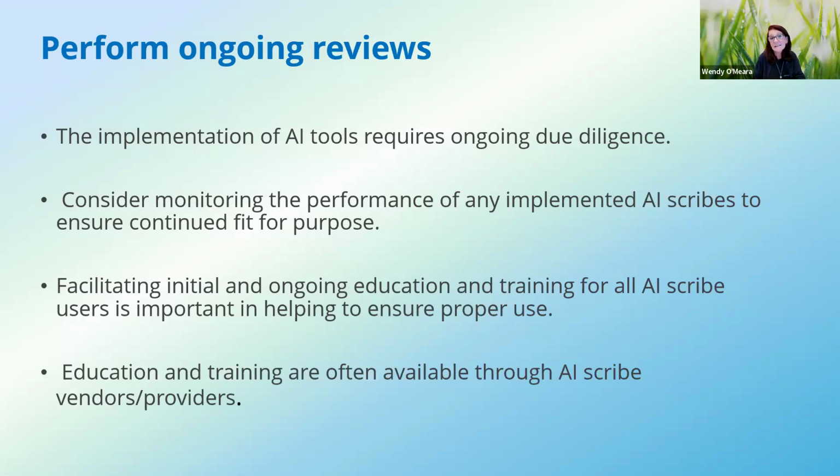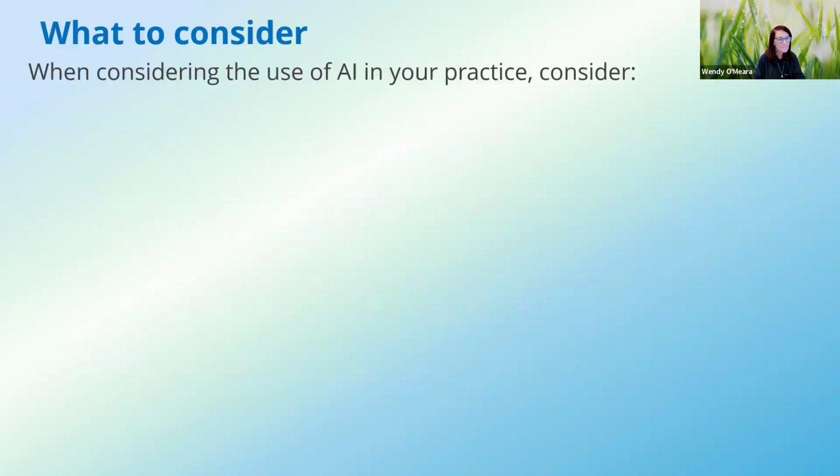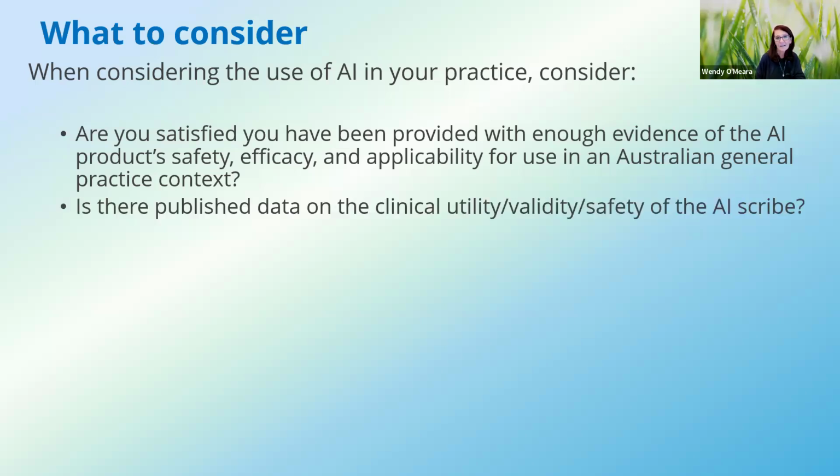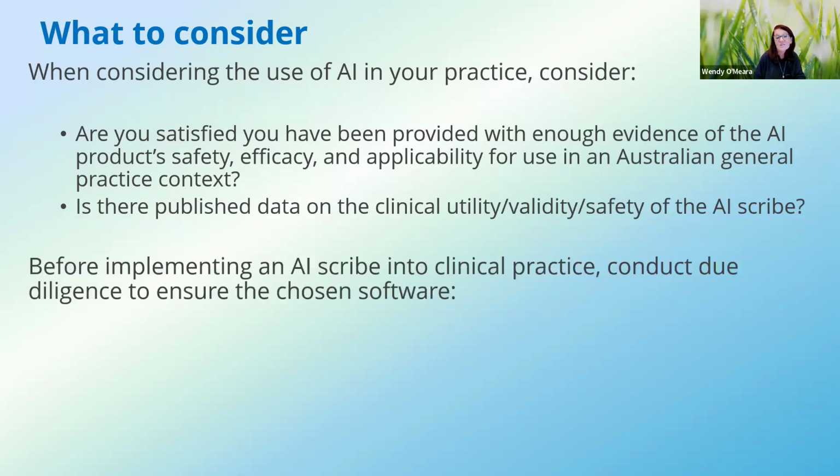So the other thing to consider when you're looking at vendors is, do they have online training? Are they constantly updating their training to reflect any new resources that they are providing? So when considering the use of AI in your practice, you need to consider, are you satisfied with what's been provided? Is there enough evidence of the product's safety, efficacy, and how applicable it is for use in your practice? Is there published data on the validity and safety of that particular AI Scribe?